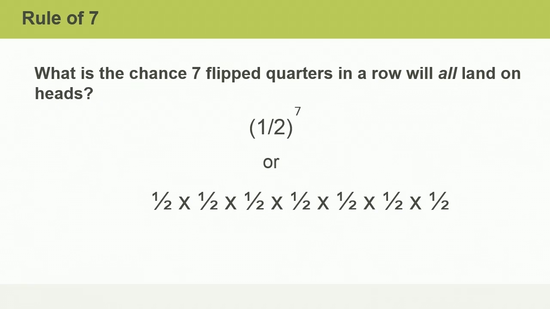If you said the answer is 1/2 to the power of 7, or 1/2 times itself 6 more times, you are correct. If you calculate the likelihood, it is actually 0.0078. There is only about a 7 in 1,000 chance that you would flip 7 quarters in a row and they would all land on heads. We should probably be suspicious of this outcome and do some investigating.